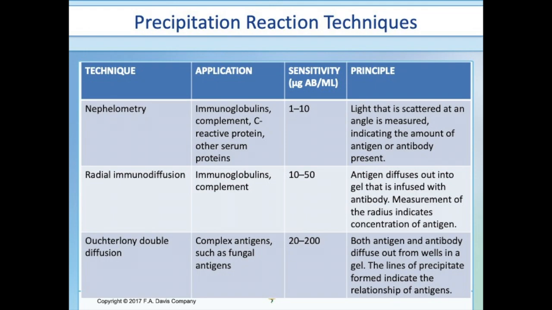Now, the Ouchterlony double diffusion technique is another way of demonstrating precipitation reaction. We can use this for the measurement of complex antigens, such as fungal antigens or the antigens of Cryptococcus neoformans. Sensitivity is between 20 to 200, and here, both antigen and antibody diffuse out from the wells, and the lines of precipitate that form allow us to interpret the relationship between antigens and antibody. We will be discussing this later on.